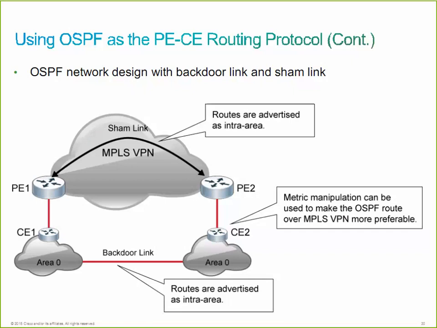All right. Now, even if the sham link exists and the OSPF routes get flooded across that sham link, BGP still advertises the OSPF routes as VPNv4 routes from the PE router to the PE router. That has to happen because BGP still has to carry those MPLS VPN labels so that we can forward the traffic across the MPLS VPN backbone.